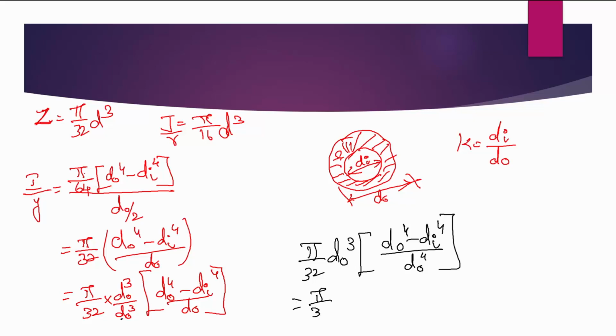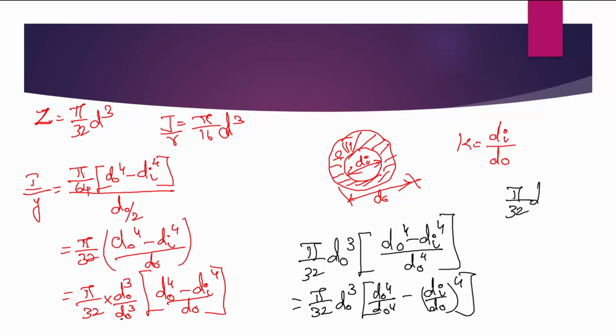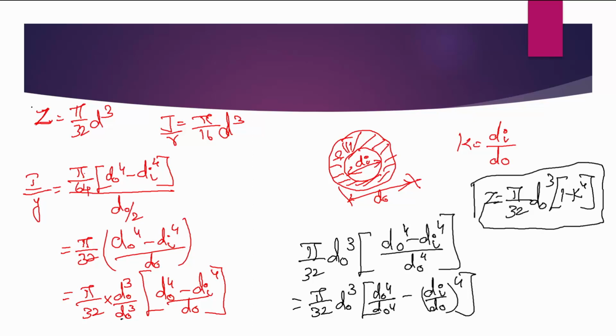This can be written as pi by 32 into d naught cube into (d naught power 4 by d naught power 4 minus di by d naught, the whole power 4), which can be written as pi by 32 d naught cube into (1 minus k to the power 4). This is the simplified formula for z. Instead of z being pi by 32 d cube, we have almost a similar formula, pi by 32 d naught cube, with one more term, 1 minus k to the power 4, in terms of a hollow shaft.